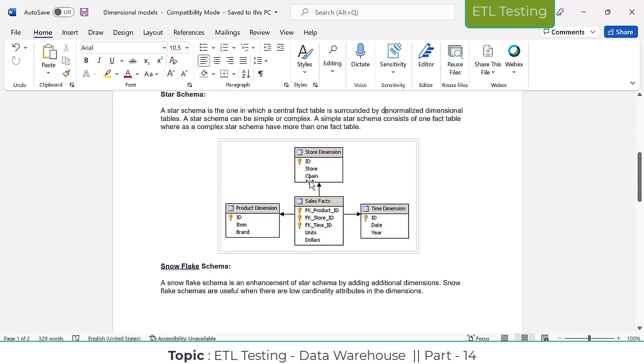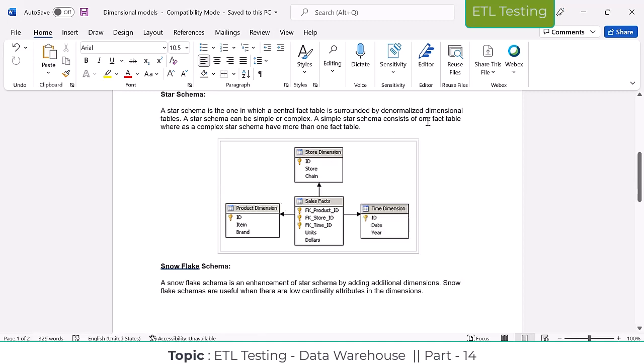Whenever we discuss it in detail, I am going to explain it to you with examples. What are the advantages of the star schema? What are the disadvantages of the star schema? You know what a star schema is: a fact table connected with n number of dimension tables. So it is a one-to-many relationship, and it looks like a star. That's why you call it a star schema.